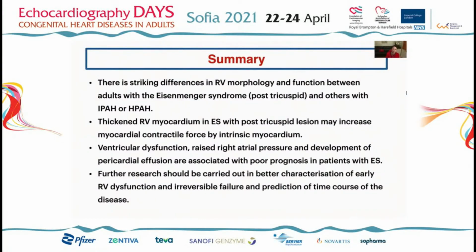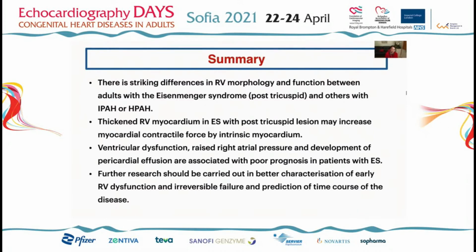So in summary, we see there is a striking difference in RV morphology and function between adults with Eisenmenger syndrome and others with idiopathic PAH and hereditary PAH. Thickened right ventricular myocardium in Eisenmenger with posterior tricuspid lesion may increase myocardium contractile force by intrinsic myocardium, therefore to maintain the myocardium function.